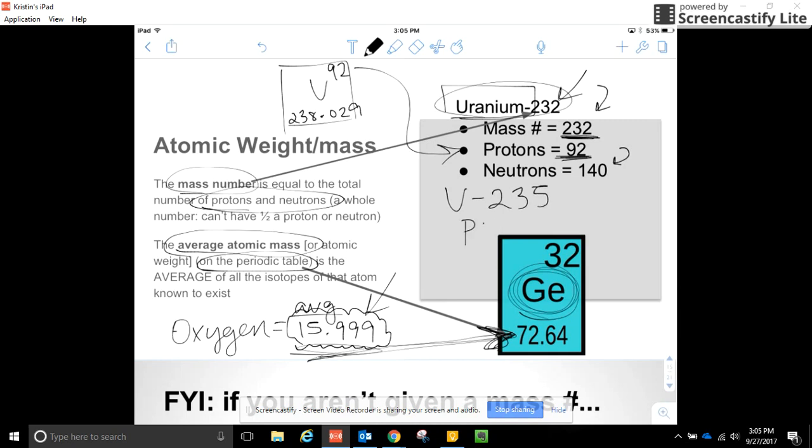The comparison with that is if you look at something like U-235, okay? It has, again, 92 protons because all uraniums have to have 92 protons. But in the case of U-235, which is a little bit heavier in comparison to U-232, this one has 143 neutrons, making it an isotope, which we're going to learn about a little later. An isotope is basically another version of an atom.